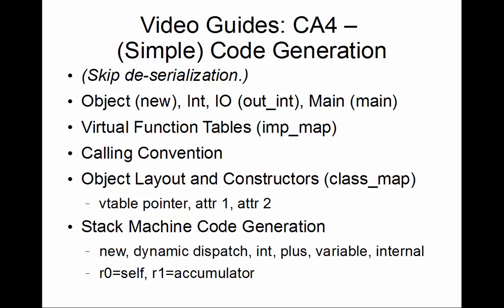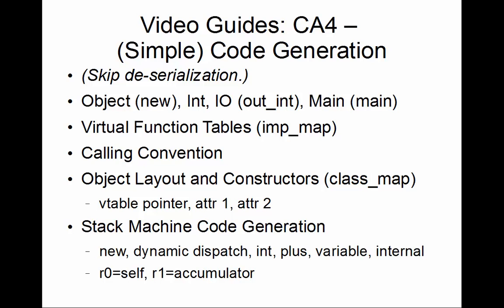This will involve thinking about virtual function tables and laying them out in an assembly program, thinking about the calling convention so that we can call main.main and also call io.out_int, thinking about object layout and constructors. We'll want main to have some fields, and also the integer class has a hidden implicit field, the contents. We'll need to reason about all of those. And we'll do a lot of this through stack machine code generation, just as we covered in class. In particular, covering the new, dynamic dispatch, int plus, variable read, and internal Cool expressions.